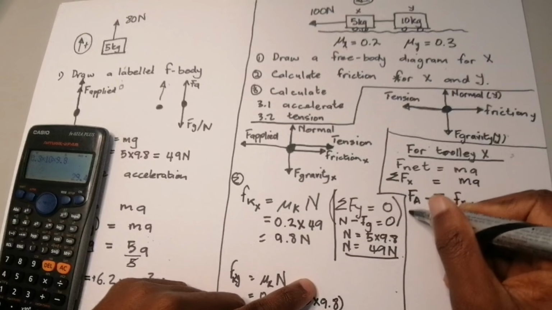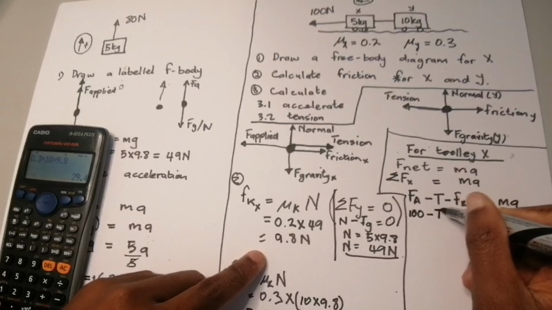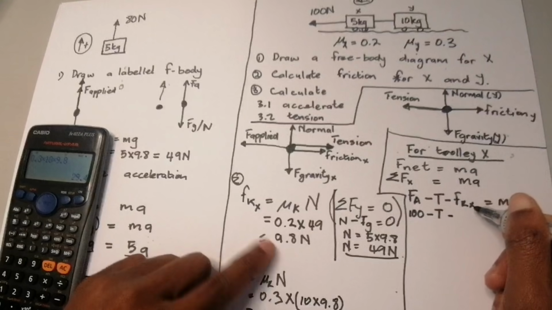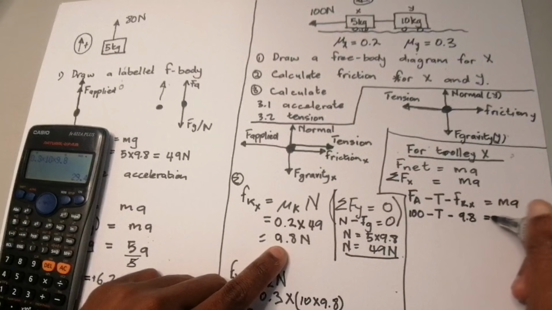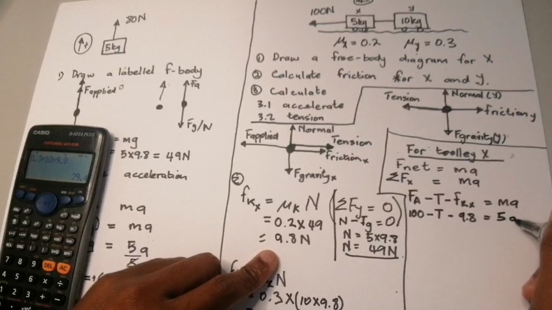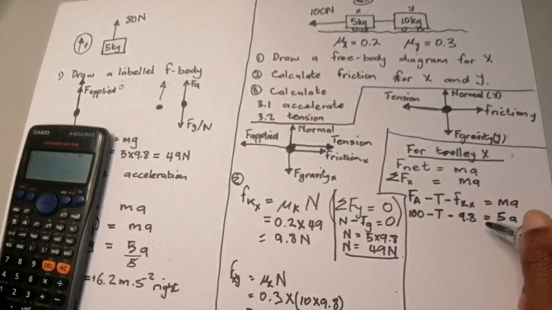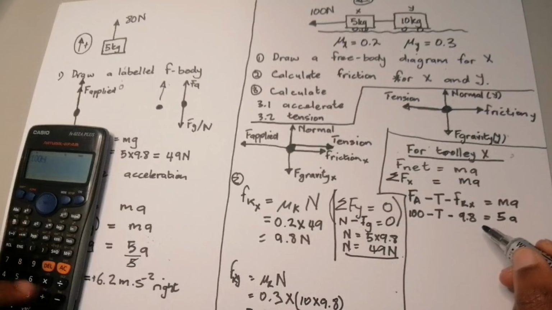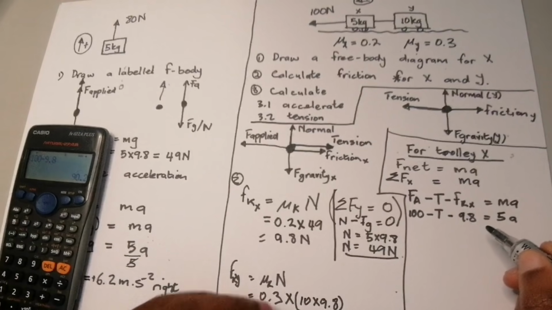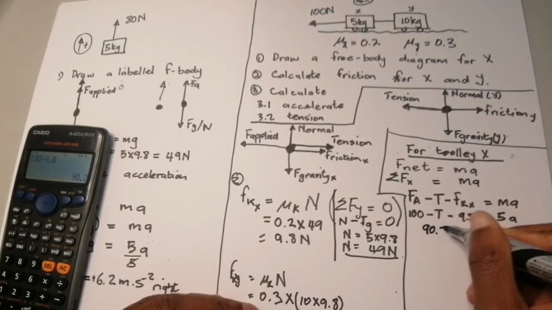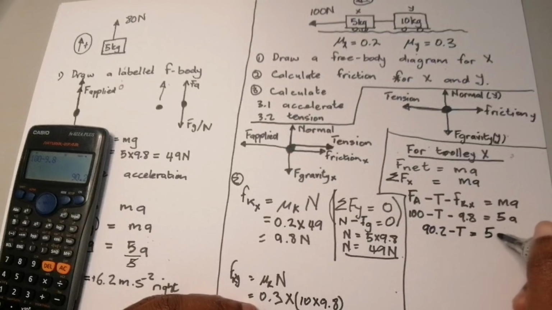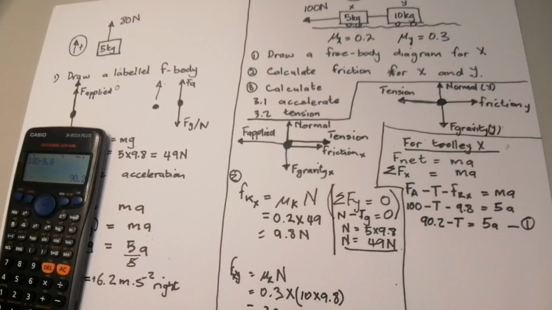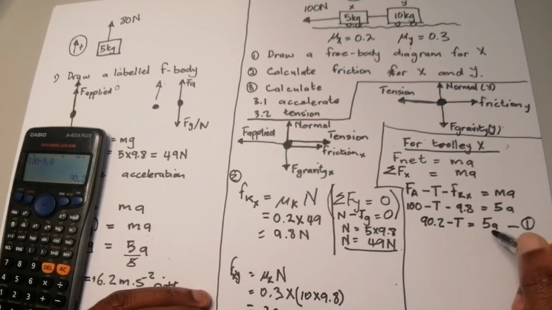Now note, what is my force applied? That's 100 newtons, minus the tension. We don't know what the tension is on the string, minus the frictional force on X, which you said is 9.8, and this is equal to the mass, that's 5, and the acceleration is unknown. So I have 100 minus 9.8, which is 90.2. So this is 90.2 minus T is equal to 5a, and I'm going to leave that as equation 1. I might run out of space, but don't worry, we'll make a plan.